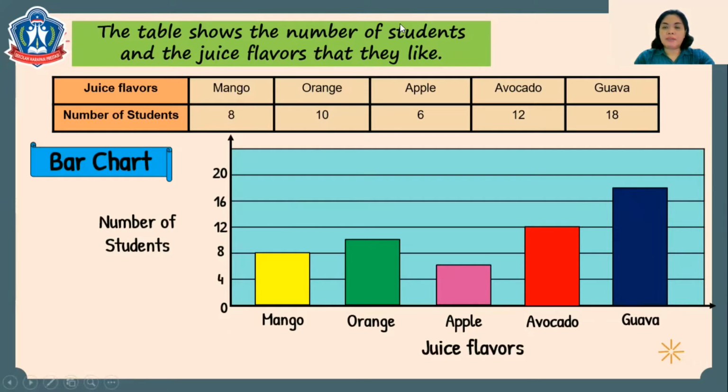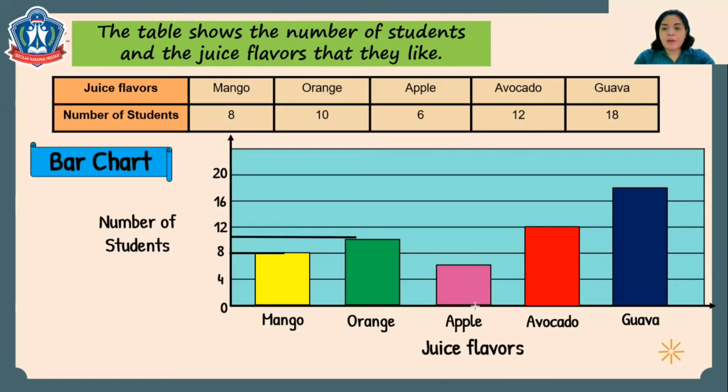So take a look and observe this table. As you can see, children, mango, there are 8. So 8 is here, right? So our bar should be on 8. And for orange, we have 10. So 10, we cannot find 10 here. 10 is between 12 and 8. Here, it's in the middle. So you can put this one like that.